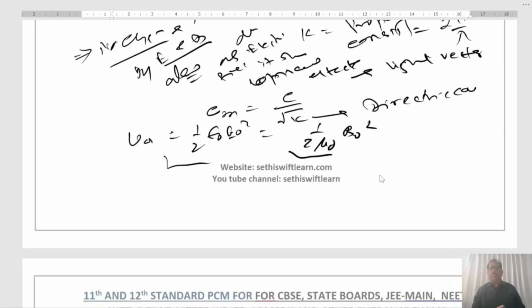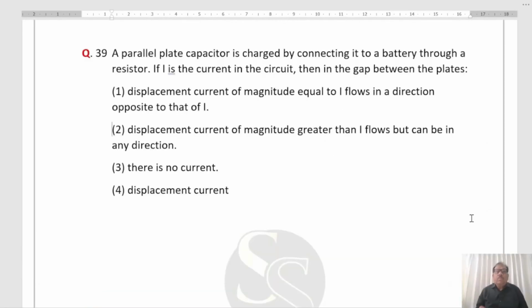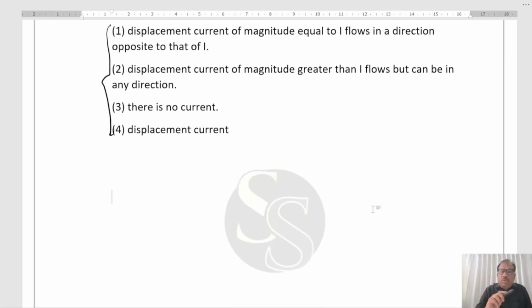Now, next question. Question is: a parallel plate capacitor is charged by connecting it to a battery through a resistor. If I is the current in the circuit, then the gap between the plates. Four options are given to you. Right, before starting the solution, I will give certain additional information.